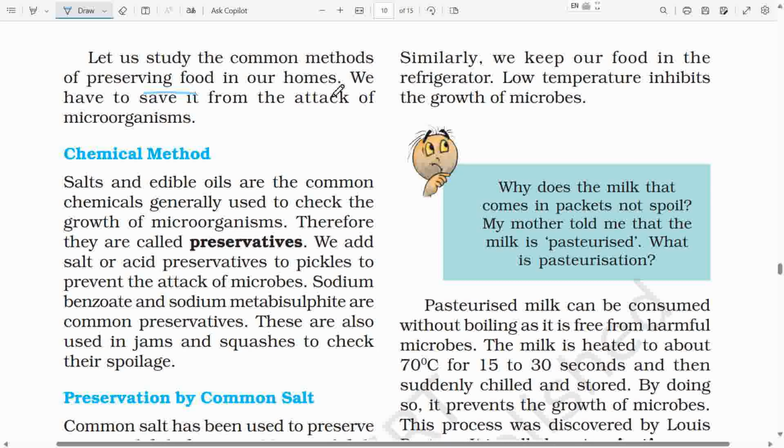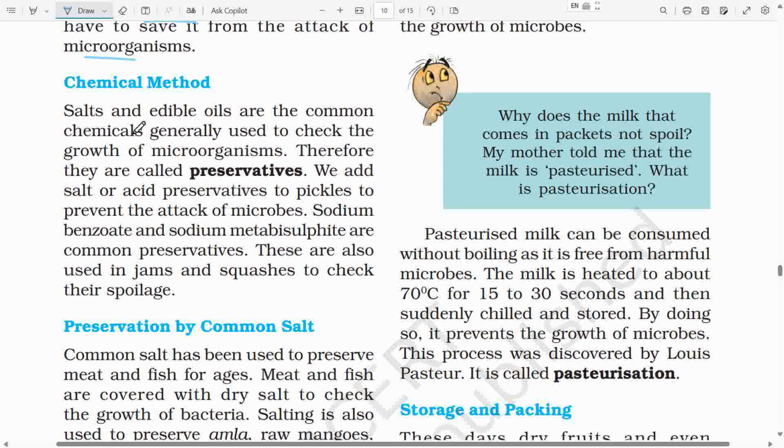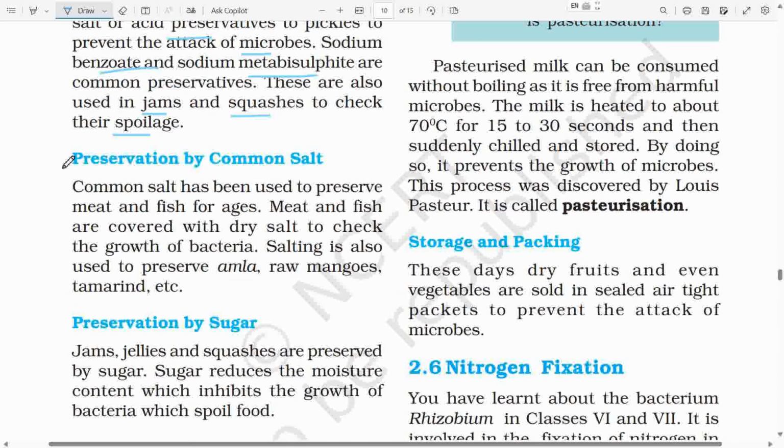Let us study the common methods of preserving food in our homes. We have to save it from the attack of microorganisms. Chemical method. Salts and edible oils are the common chemicals generally used to check the growth of microorganisms. Therefore, they are called preservatives. We add salt or acid preservatives to pickles to prevent the attack of microbes. Sodium benzoate and sodium metabisulfite are common preservatives. These are also used in jams and squashes to check their spoilage.